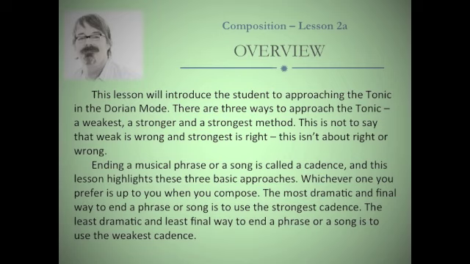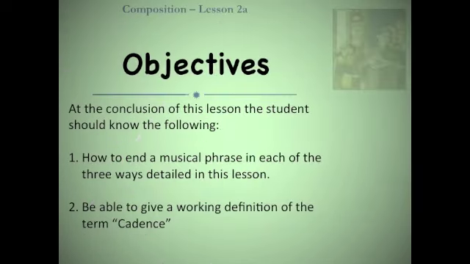The most dramatic and final way to end a phrase or a song is to use the strongest cadence. The least dramatic and the least final way to end a phrase or a song is to use the weakest cadence. The basic objective of this lesson is that at the end of this lesson, the student should understand a little bit more about the art of approaching the tonic of the Dorian mode and be able to demonstrate this understanding via written classroom assignments.